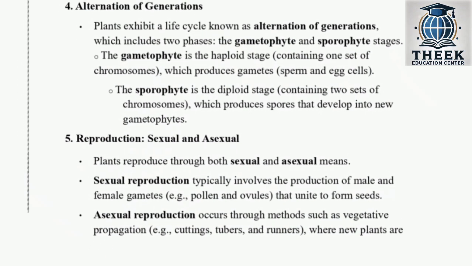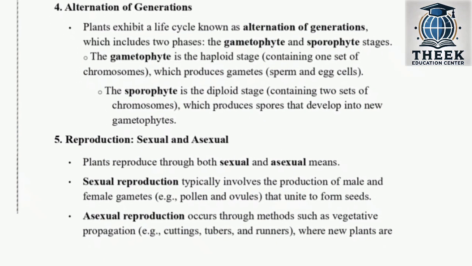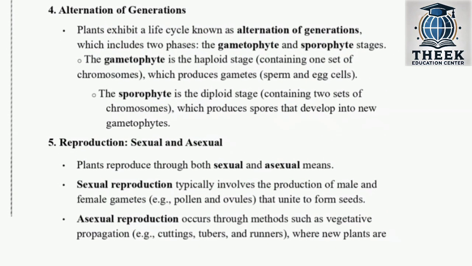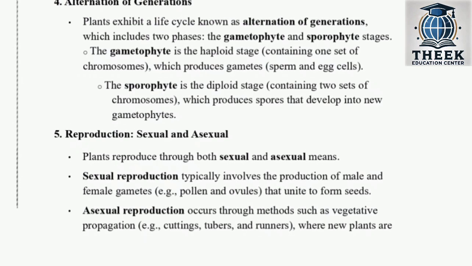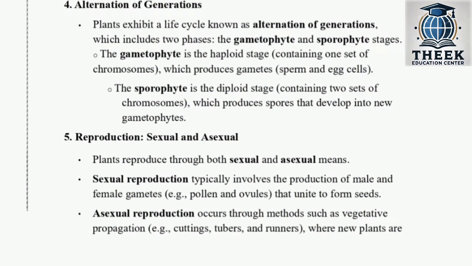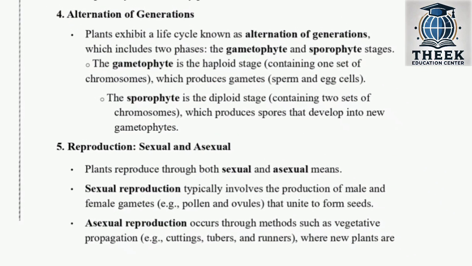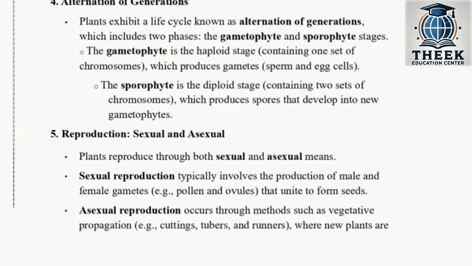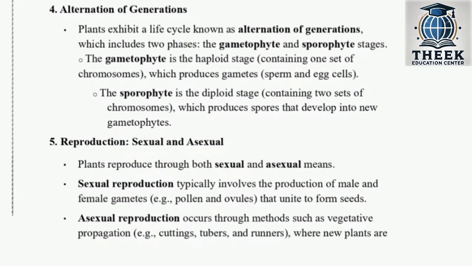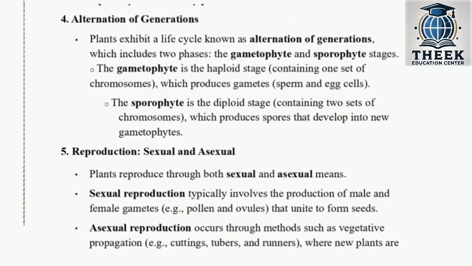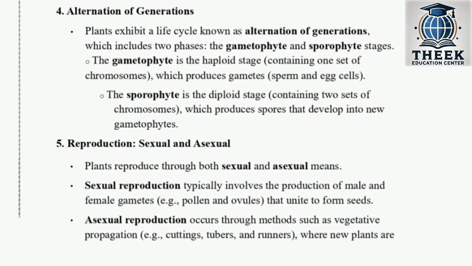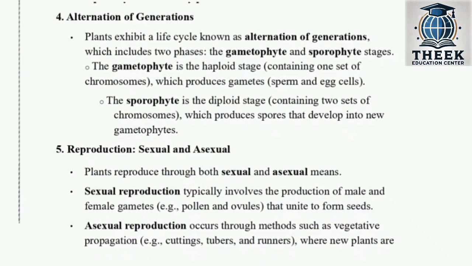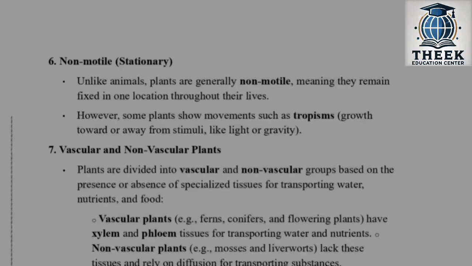We have other asexual reproduction, like spore formation or sporulation, and budding. But basically in plants here, we'll talk about cuttings, tubers, runners, and spore formation, where new plants are produced without the need for seeds. That type of reproduction is known as asexual reproduction.